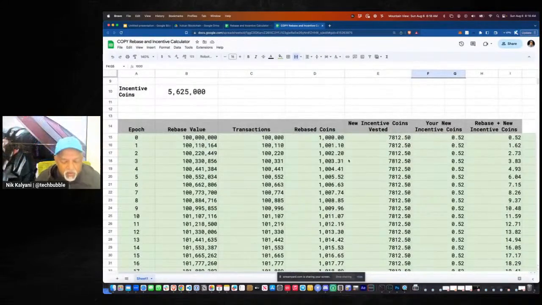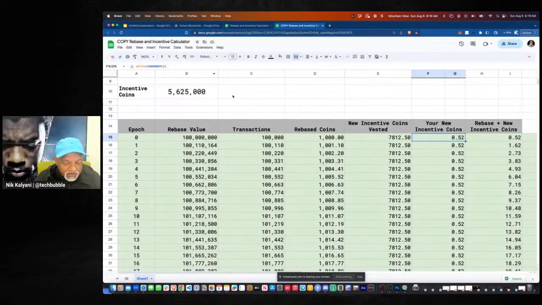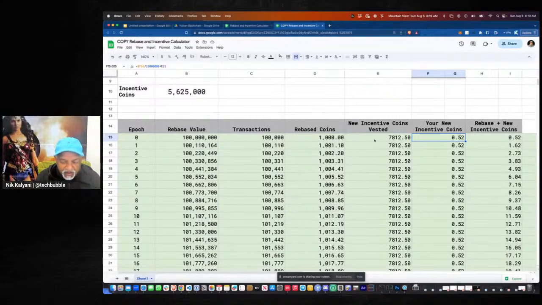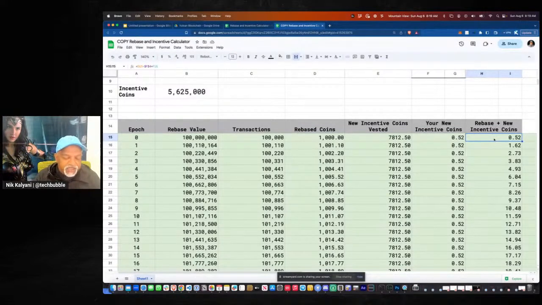So if you have 1,000 coins, what are you going to see? Well, you're going to see that your share of these incentive coins is your coins, that's 1,000, divided by 15 million, because that's the overall OG pool that was eligible for the incentive coins, multiplied by the actual total of the pools. And so you have 0.5 of those coins. On this last one, it gives you a total of how many Rebase coins you got in that epoch, plus how many incentive coins you would have earned in that epoch. So that's basically how this spreadsheet reads.